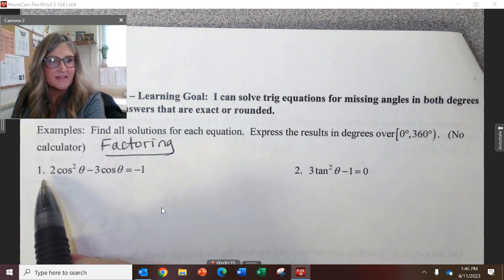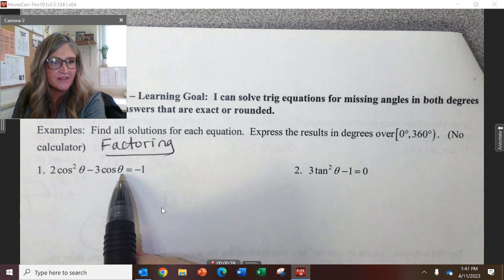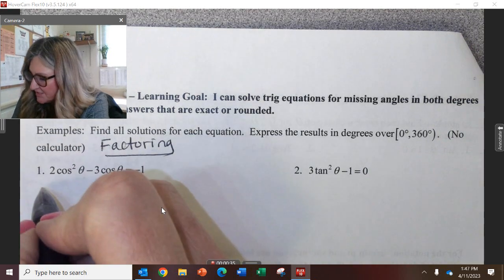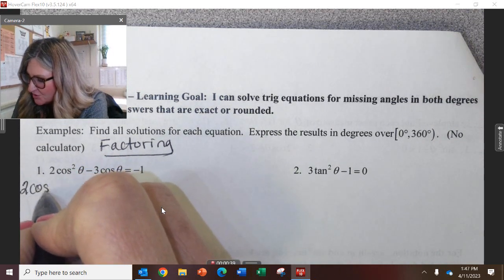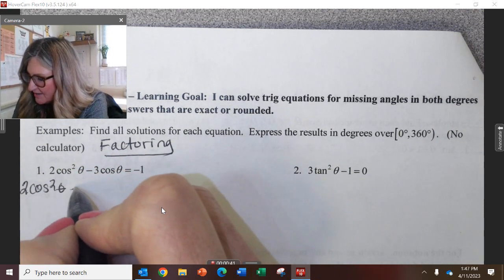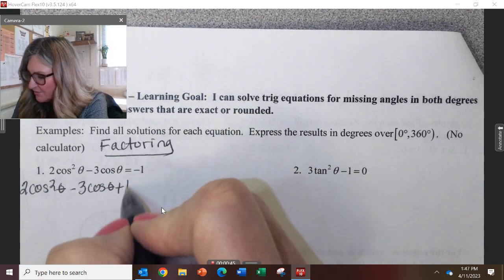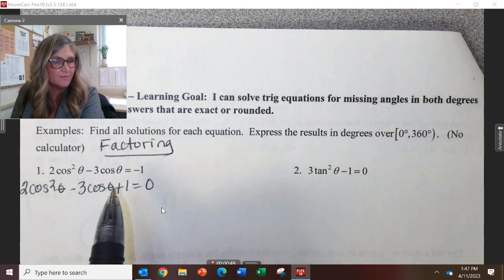So on a problem like this where we have 2 cosine squared theta minus 3 cosine theta equals -1, the first thing I have to do is get this set equal to 0. So I'm going to add 1 over here. So I'm going to have 2 cosine squared theta minus 3 cosine theta. I'm going to bring the 1 over. All I'm doing is getting that set equal to 0.